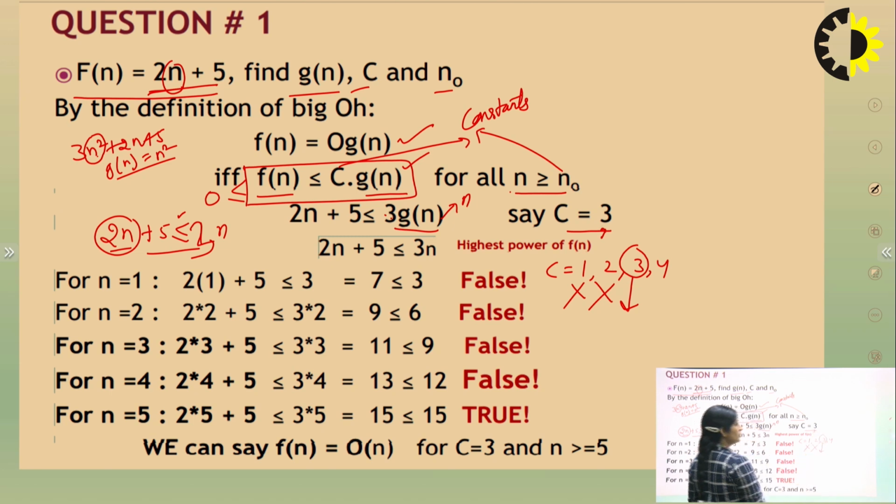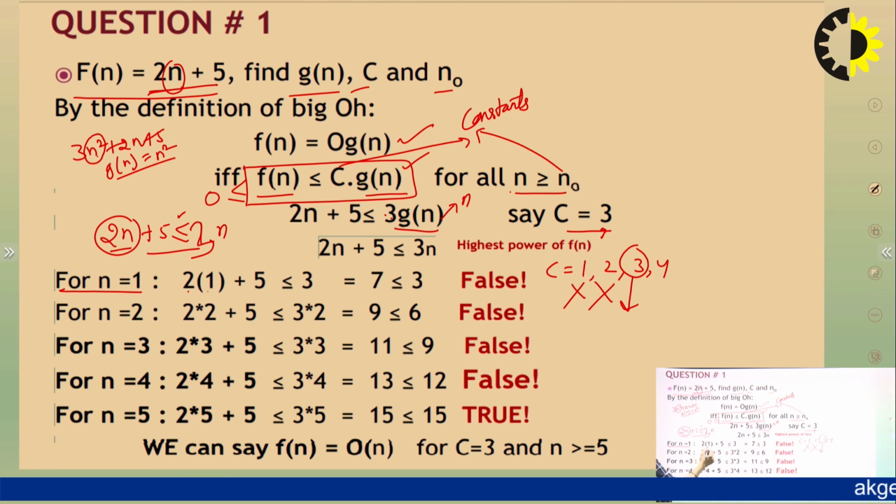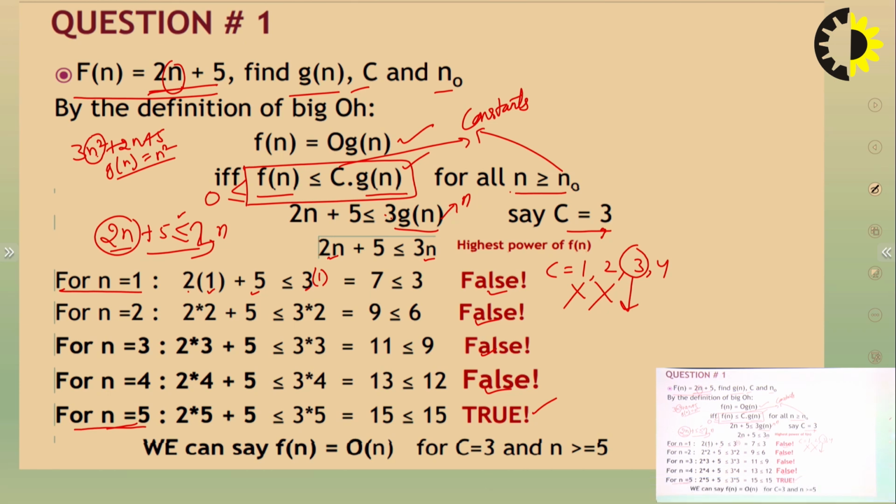Now according to this, this is the closest value. I have to write c equal to 3, and when we have n equal to 1, then 2n, what value will we put? 2 plus 5 less than or equal to 3, and the value of n we have kept is 1, so it means 7 less than or equal to 3, condition false. n equal to 2, again condition false. n equal to 3, you will calculate yourself. This is false. 4, this is again false. And at n equal to 5, the condition is 15 less than or equal to 15, it means true. So in that case you can write n0 equal to 5.